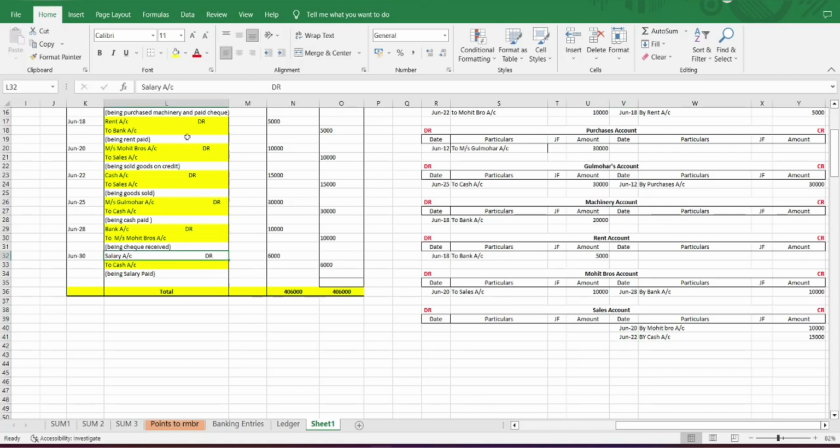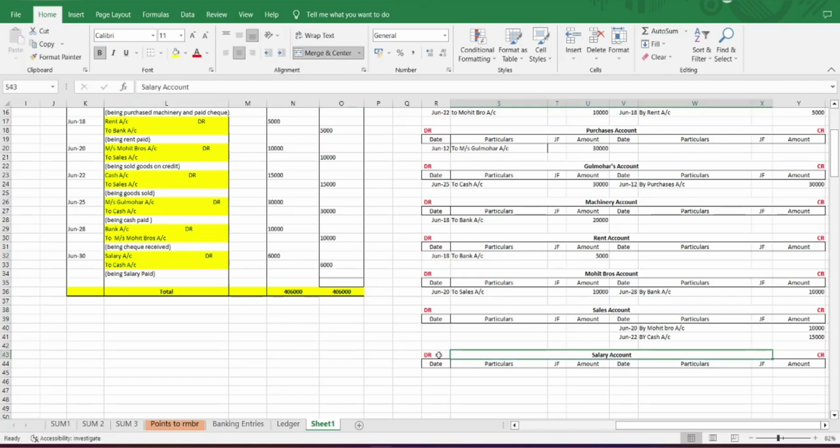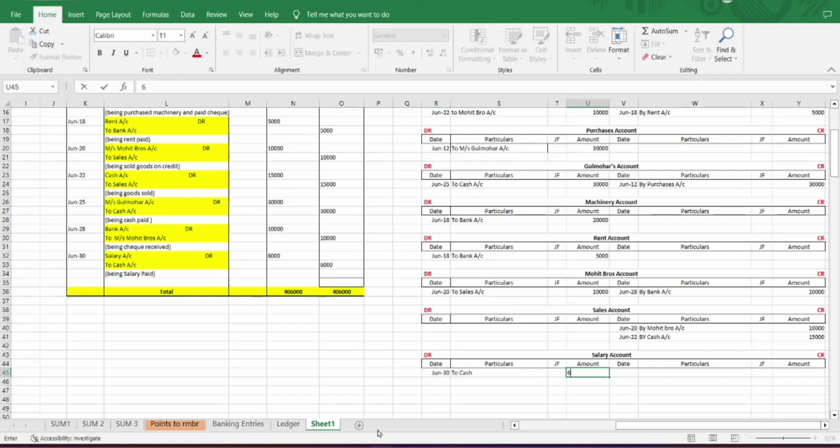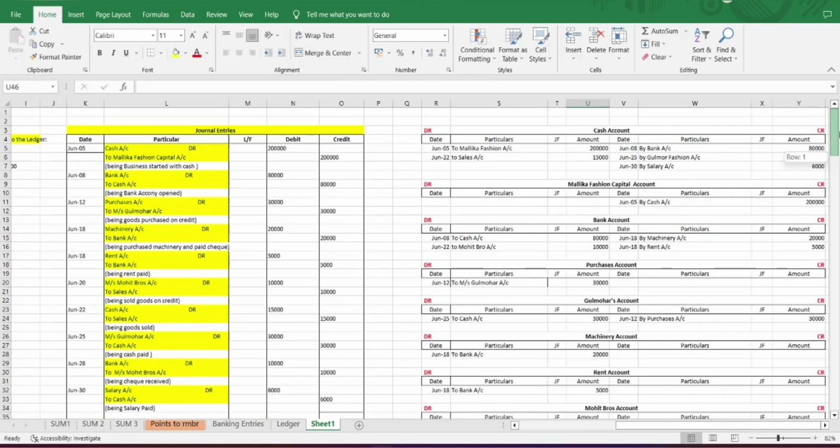Next, last account to be prepared is salary account. Salary is debited to cash, dated June 30th for rupees 6,000. So this is how we have to prepare all our ledger accounts.